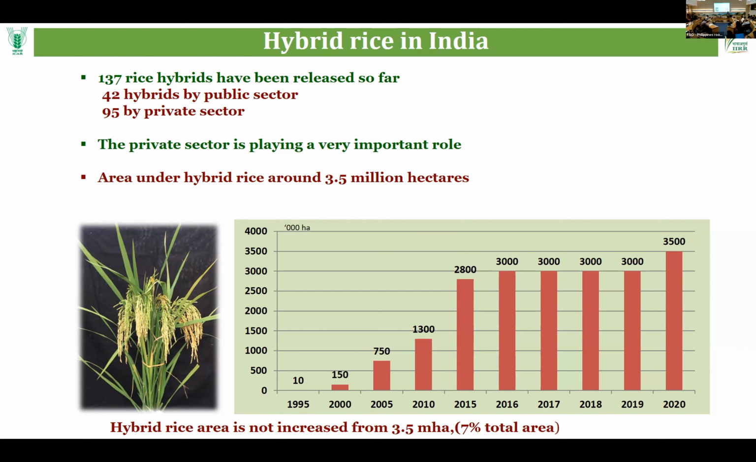Mostly the private sector is playing a very important role in hybrid rice research and technology. They have released 95 hybrids. The area is only 3.5 million hectares in India. It is 7% of the total rice area. But the area is not expanding; it is stagnant at 3.5 million since 2020. So that's the reason we need a lot of interventions to increase the area.